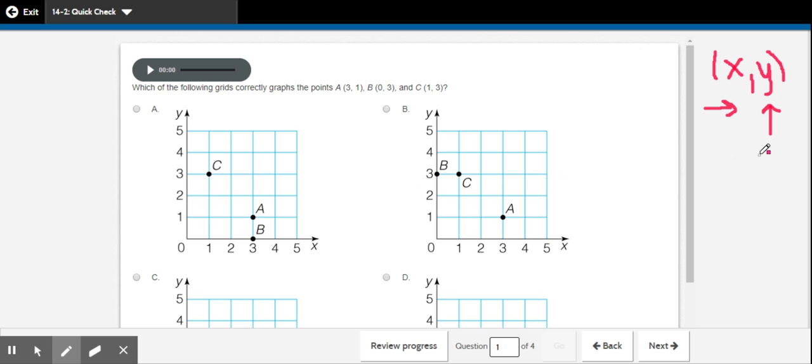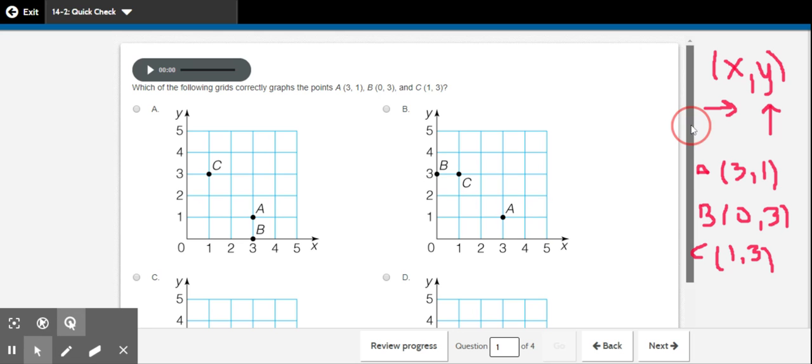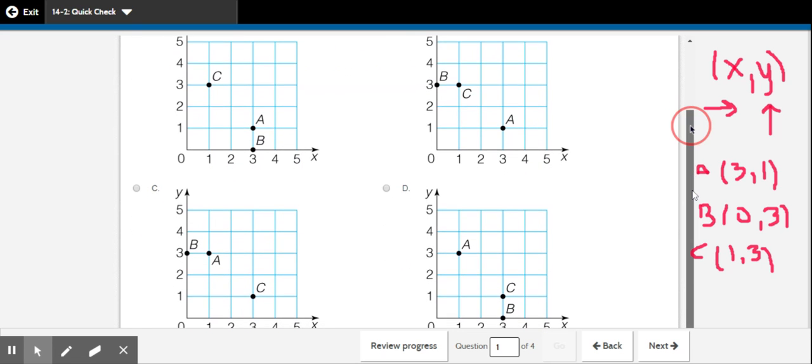All right, so I'm going to write these out here. We were trying to graph correctly the points A, and it had 3, 1. All right, then B is 0, 3, and then point C is the opposite of A, and it was 1, 3. All right, that's very important to notice because if you graph them backwards, then you would end up with them graphed, but not in the correct way.